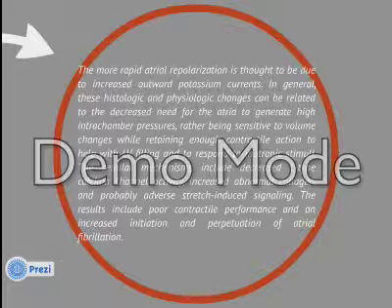In general, these histologic and physiologic changes can be related to the decreased need for the atria to generate high intrachamber pressures, rather being sensitive to volume changes, while retaining enough contractile action to help with left ventricle filling and to respond to inotropic stimuli. The cellular mechanisms include decreased L-type calcium channel activity, increased abnormal collagen, and probably adverse stretch-induced signaling. The results include poor contractile performance and an increased initiation and perpetuation of atrial fibrillation.